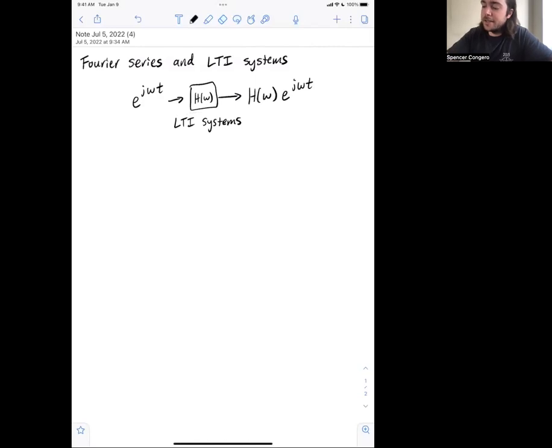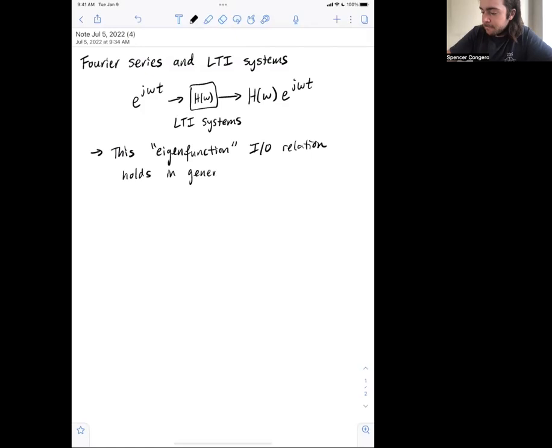And the frequency response is going to play a role by having this property be true for LTI systems. So when I put e to the j omega t into an LTI system, I get out that same function times the frequency response h of omega. So I will write down something about this. This eigenfunction input-output relation holds in general for LTI systems.